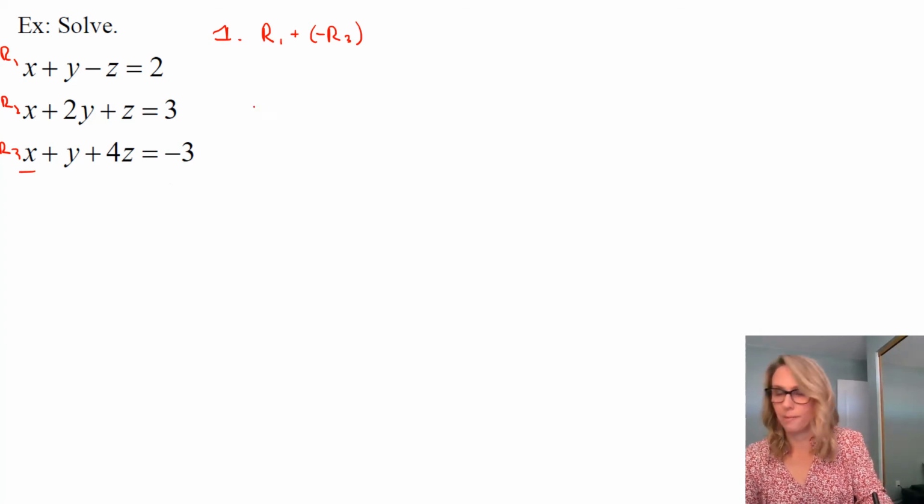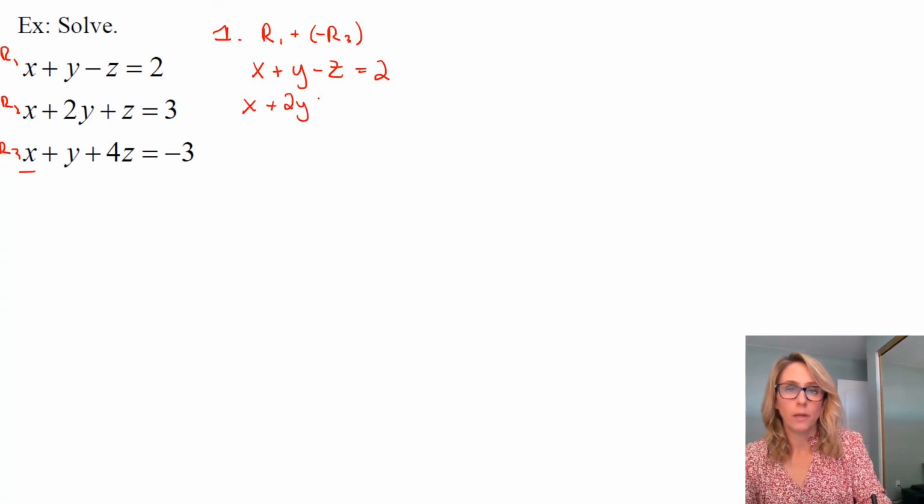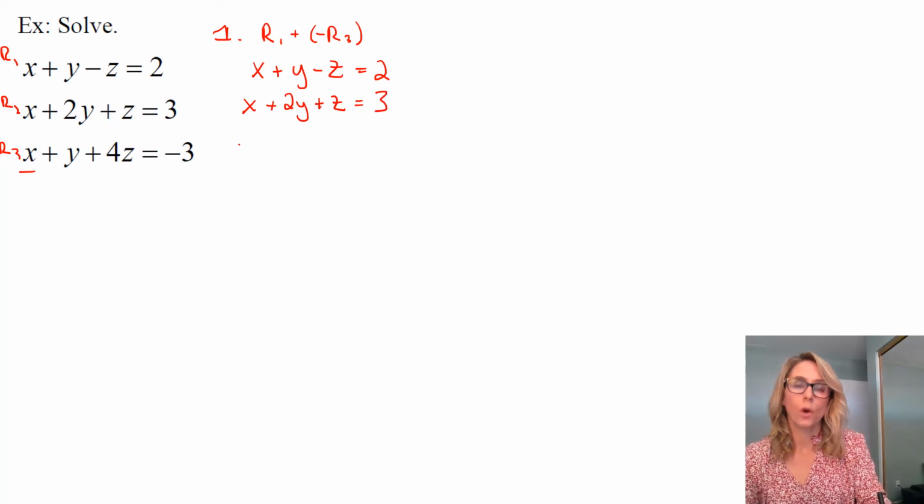Okay, so taking a look at this, I'm going to keep row 1 the same. So I'm going to write my system again. Row 1, row 2 stay the same. I'm not changing anything there. I'm just doing one step here, and that's affecting row 3. So now row 3 will have a negative on each of the values, and then I'm adding that to row 1.